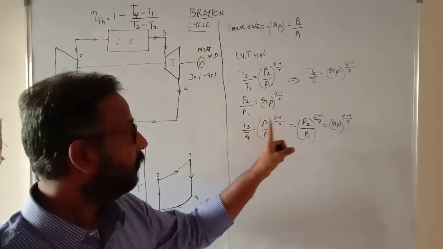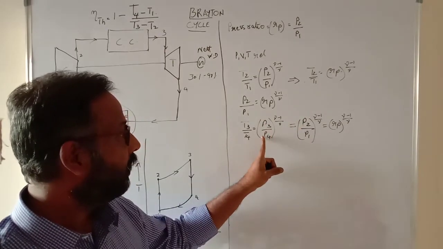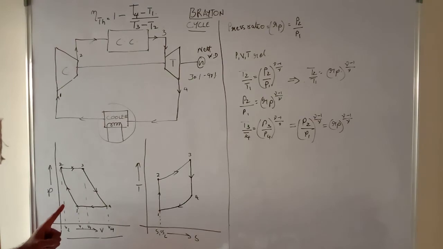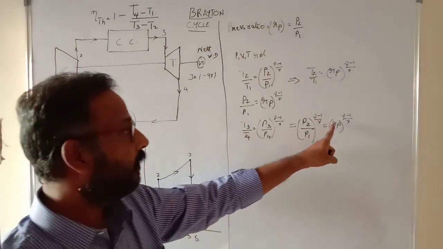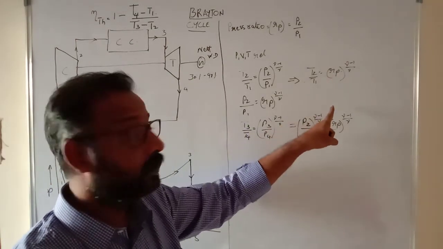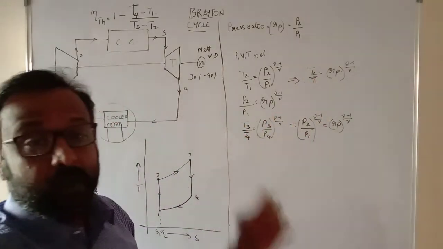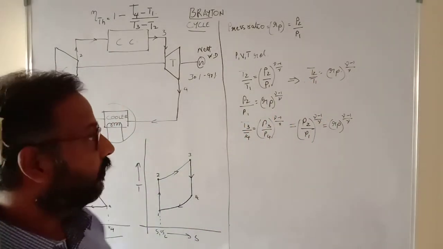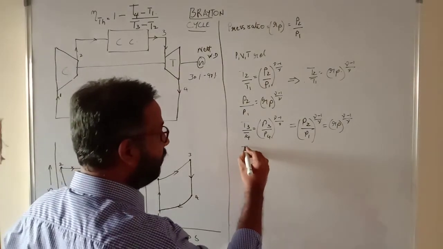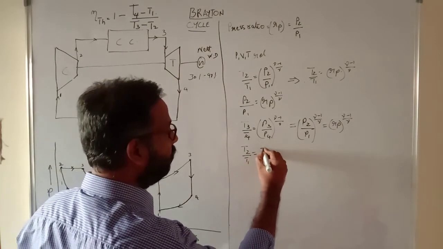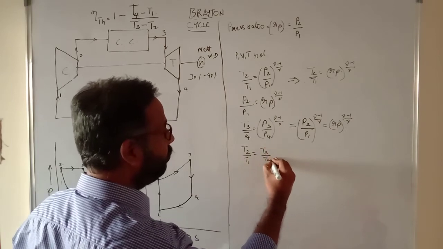How did we get it? Because P3 is equal to P2 and P4 is equal to P1 from the PV diagram. So I substituted it and got the same equation. When I'm getting the same equation, obviously T2 by T1 will be equal to T3 by T4. So we'll write it down: T2 by T1 is equal to T3 by T4.